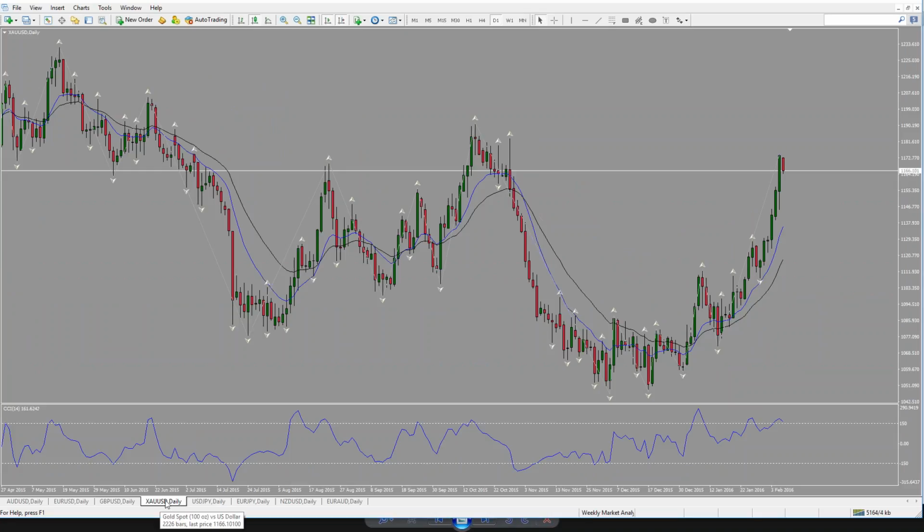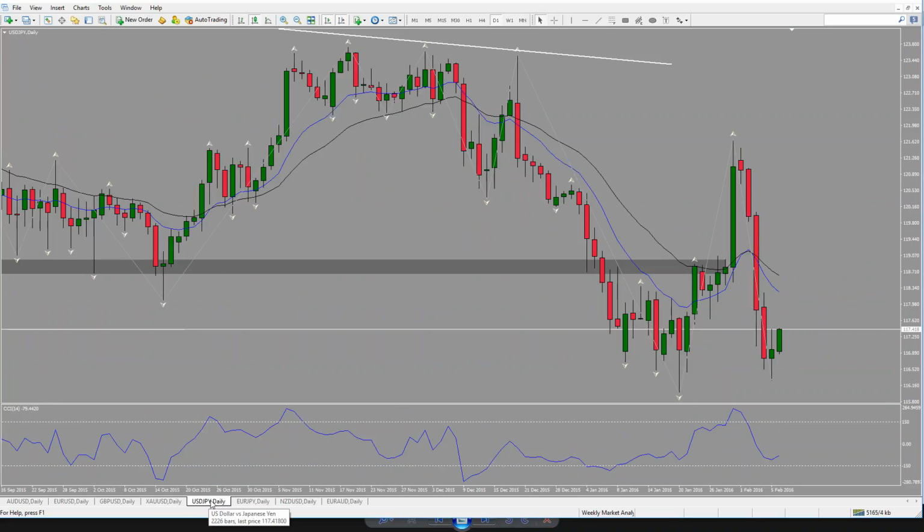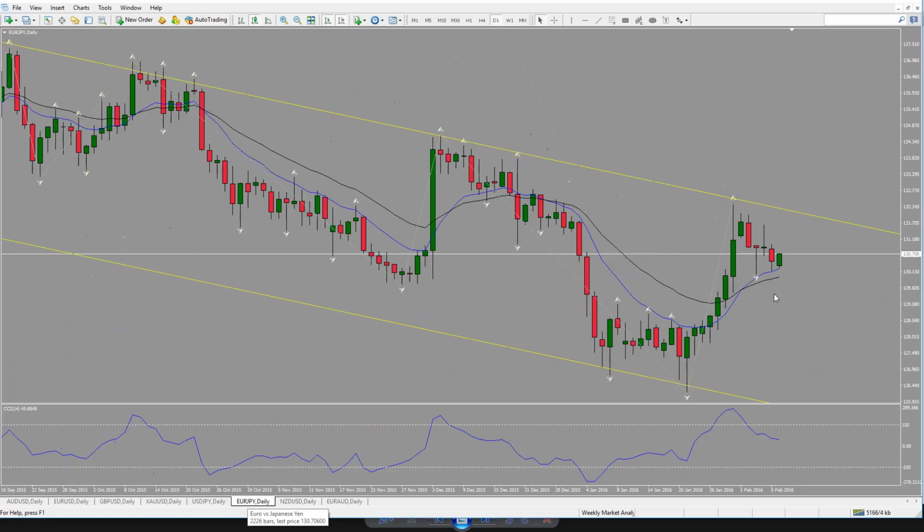Gold, we said we're leaving it alone this week. US yen likewise. Euro yen, for some reason, I don't know why, but we should have been in a trade. We're not. Some of you are. So we're not doing anything until that trade plays out.